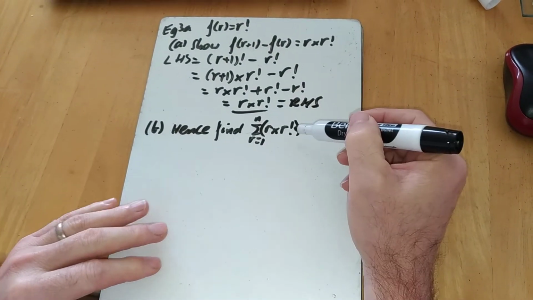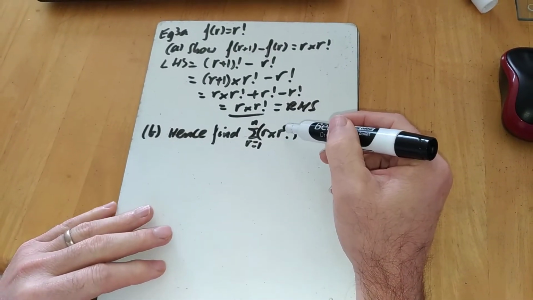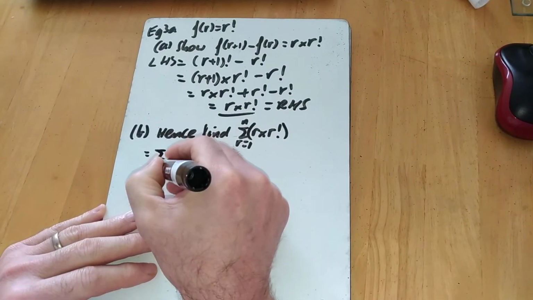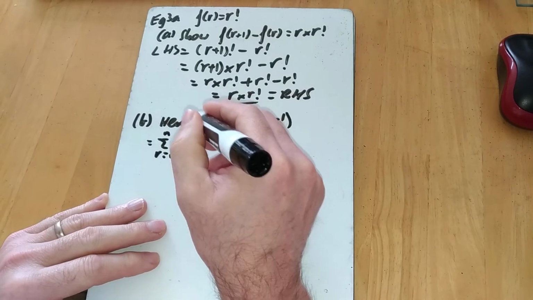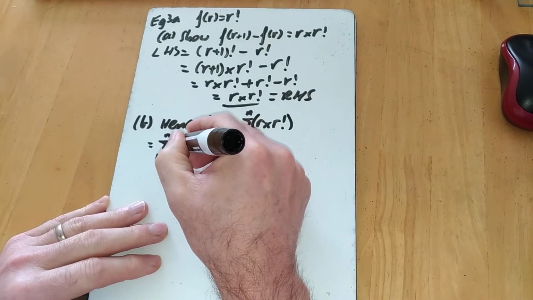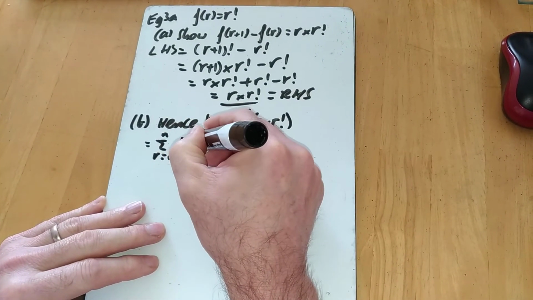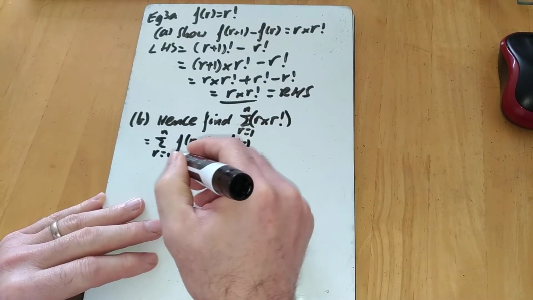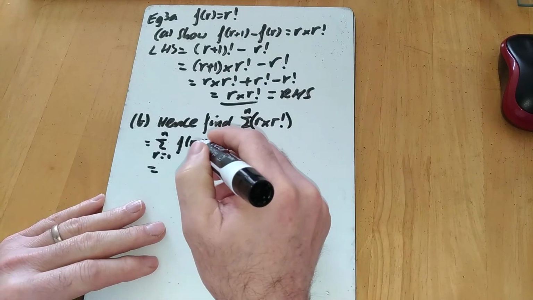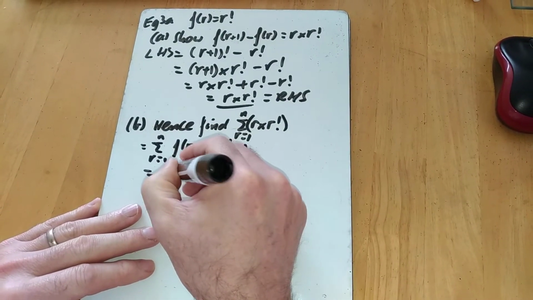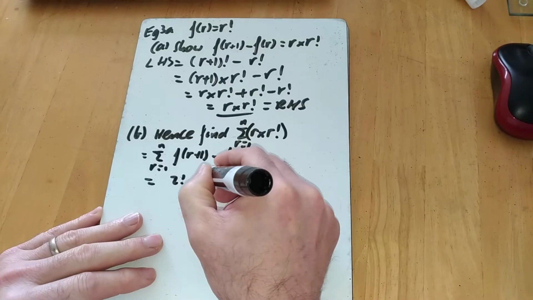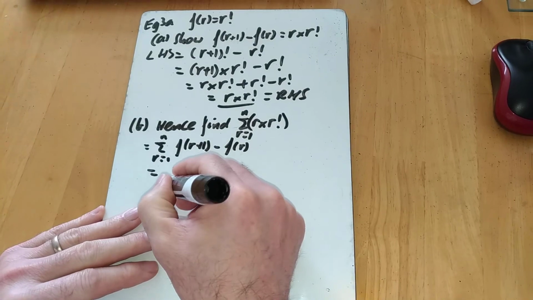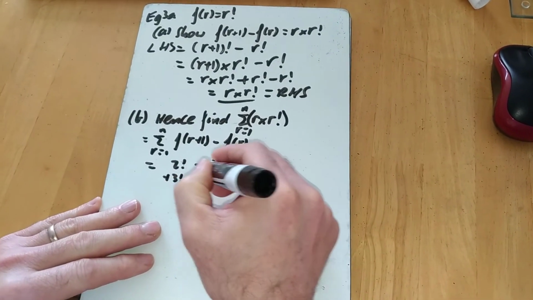Hence find the sum of this expression from r equals 1 to n. Well, this is going to be the same as the sum from r equals 1 to n of f of r plus 1 minus f of r. So I'm going to stick in r equals 1, f of 2, which is 2 factorial, minus f of 1, which is 1 factorial. And then stick in r equals 2 to get plus 3 factorial minus 2 factorial, and there's where our cancelling out comes.